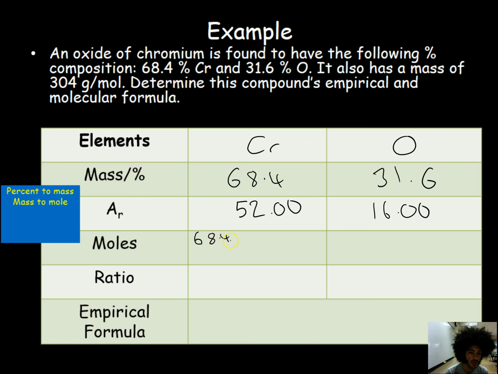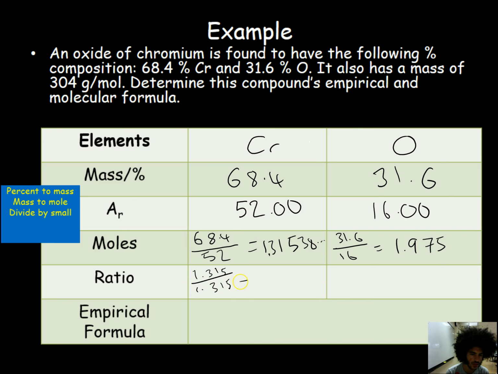So it's 68.4 divided by 52, and that gives me 1.31538... In this case it's 31.6 divided by 16, which gives me 1.975. Okay, bigger number. Remember, always show your working. So now I have to divide by small. My smallest number is here, so 1.31 over 1.315 equals 1.